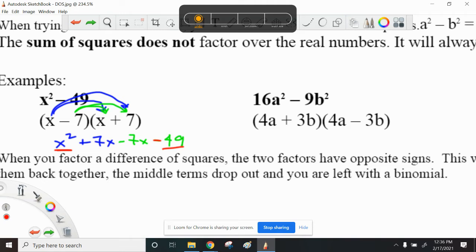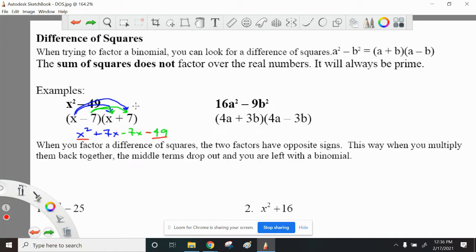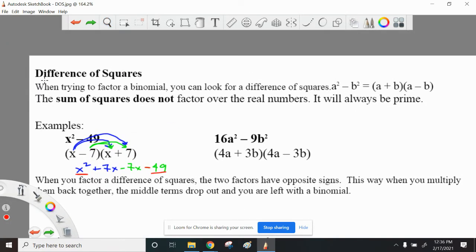Now, this is very, very particular. You can only use this if you have the perfect set of circumstances. Now, good thing is we have a nice name here. We have difference of squares. And that is a really good name.